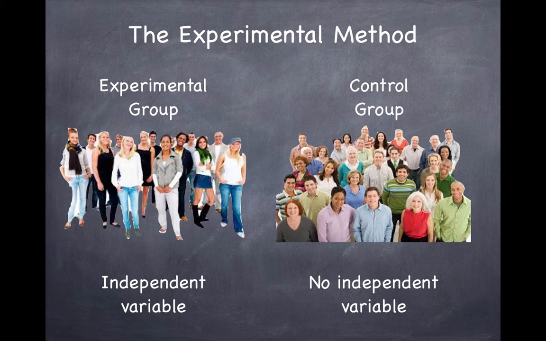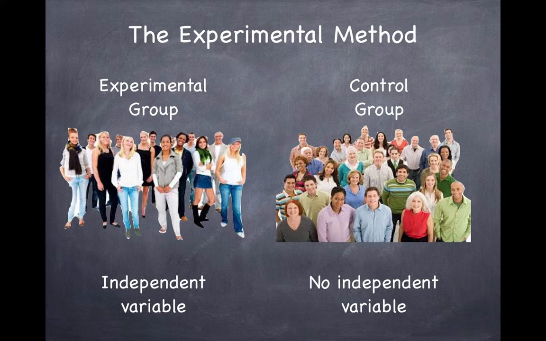The control group, well, they won't get the independent variable. They'll go about their daily life as they always have for a month, and we'll check their dependent variables as well, and we'll see if there's any difference by comparison between the experimental group and the control group.